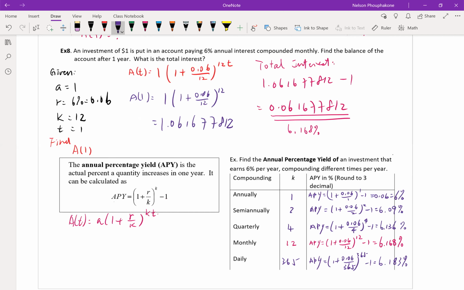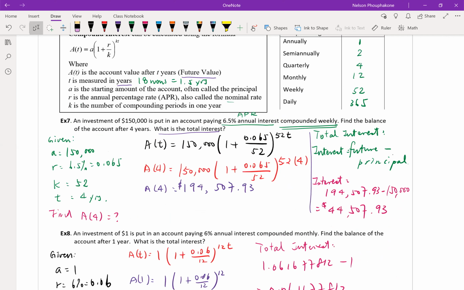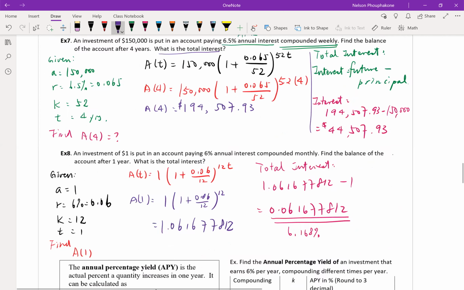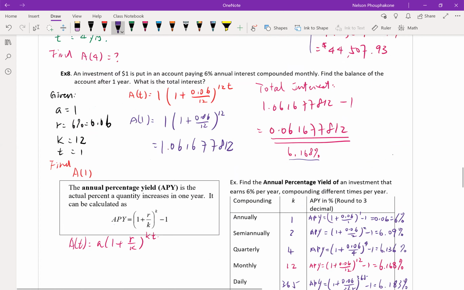And I hope that you know why we call R the nominal rate, because nominal means just a name. So again, 6% per year is just the name, but the actual earning may be different, right?